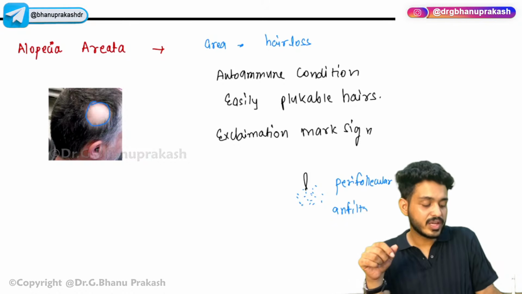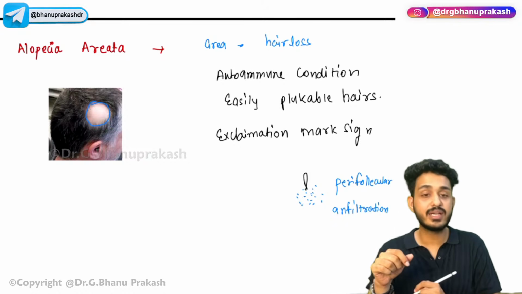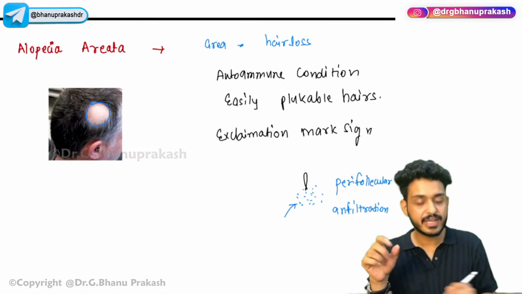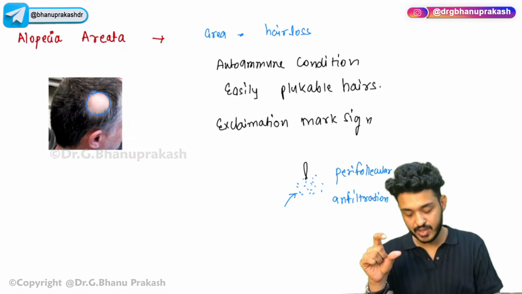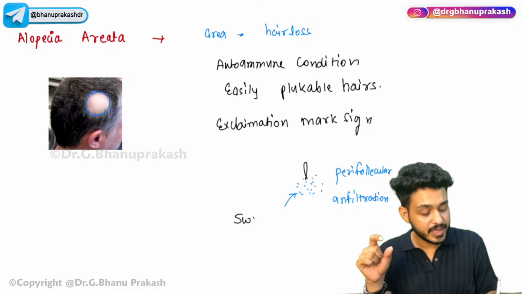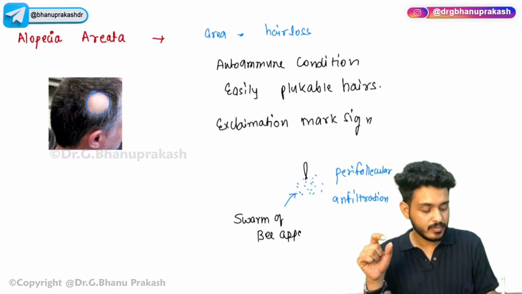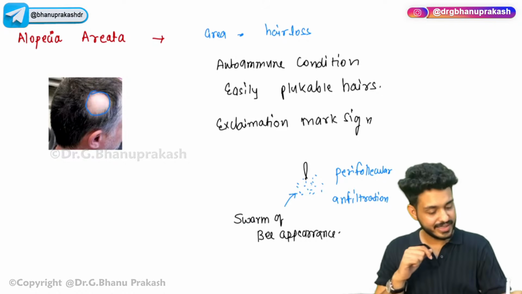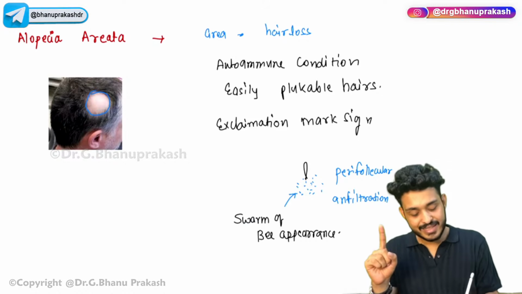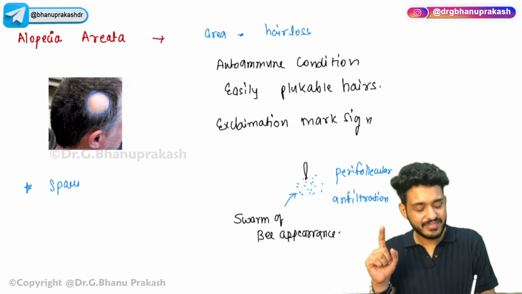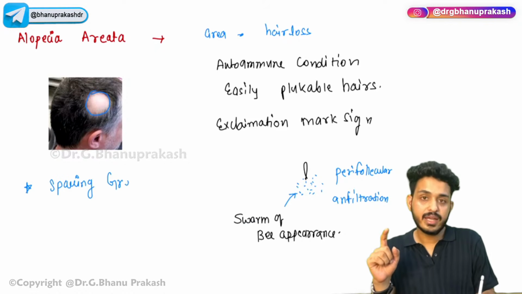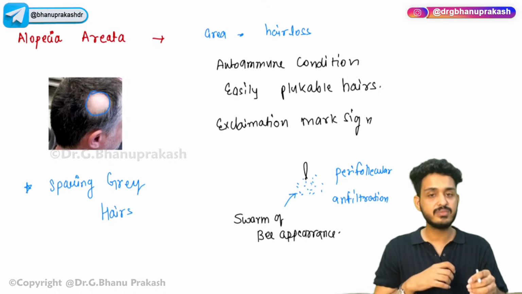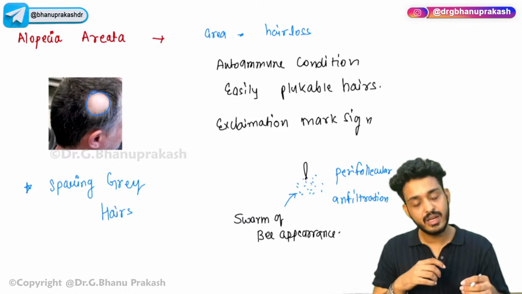infiltration. This perifollicular infiltration will be present over there, and this is giving a particular appearance, and this is known as, please try to answer, swarm of bee appearance. Very important, guys. Swarm of bee appearance. One more important thing that you have to remember about this is that it will be sparing the gray hairs. We don't know the exact mechanism for that, but it is not affecting the gray hairs.